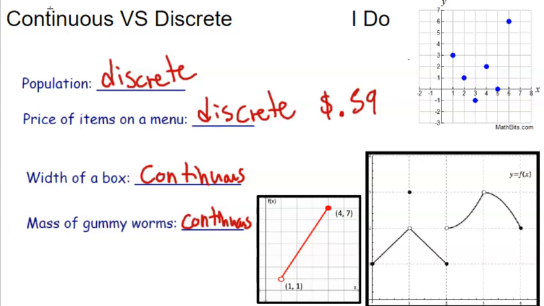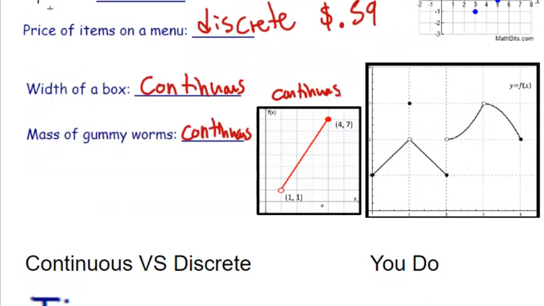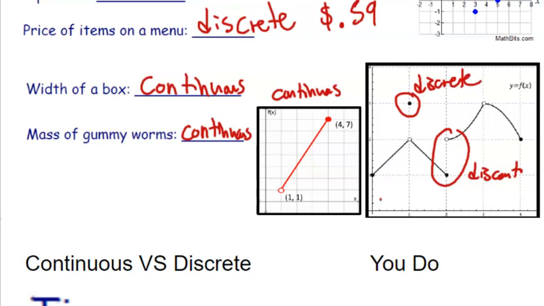Here's an example of a discrete map. And here are some continuous ones. This one right here is a piecewise function. It's mostly continuous, but some of it's discrete. So it's discontinuous here. And it's discrete here. And then the rest is continuous.